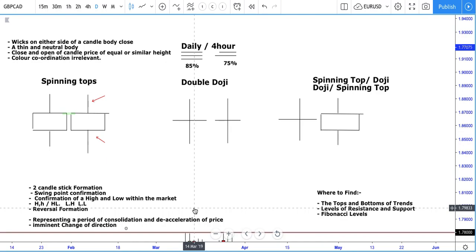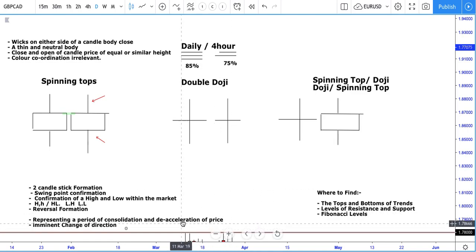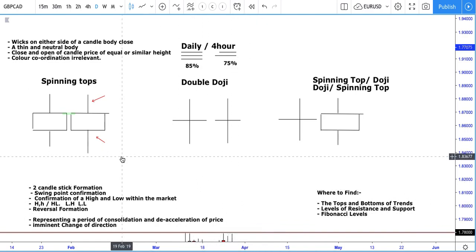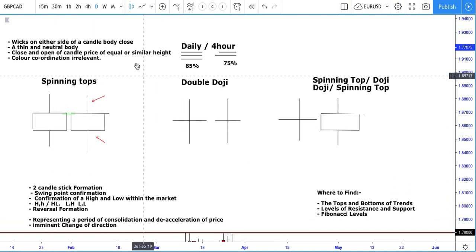And therefore we will use this as a reversal signal, because there's multiple ways we can look to execute from this type of formation when we do come into the market. This is representing a period of consolidation and de-acceleration of price, imminent therefore for a change in direction. So this is kind of everything that you should be thinking about. Now, as this information starts to sink in, this will be kind of an instant thought in your head. So we've identified it.